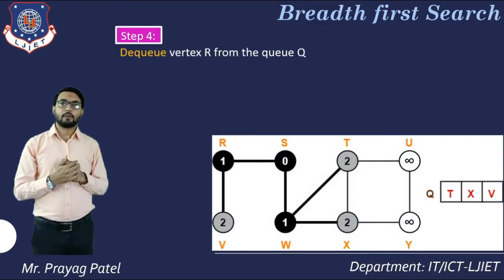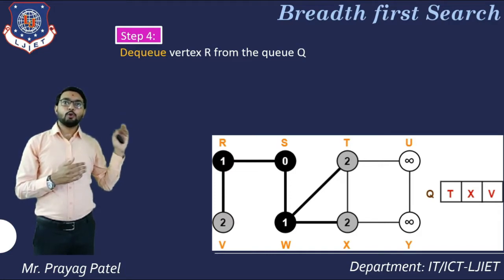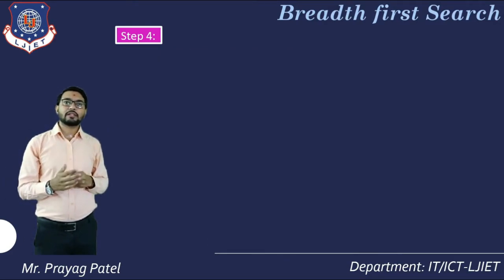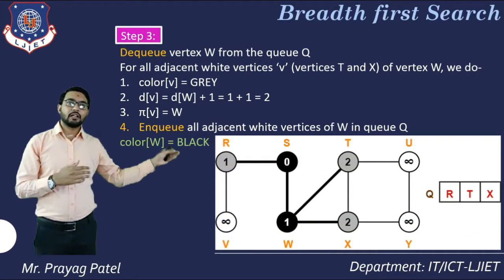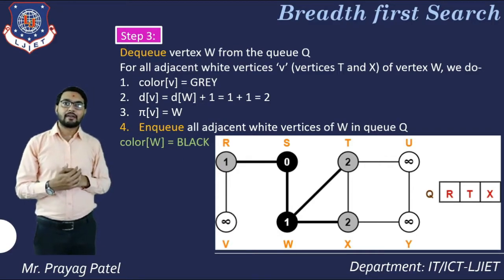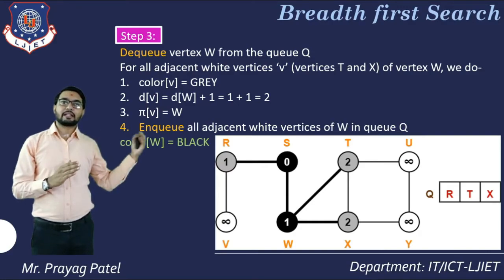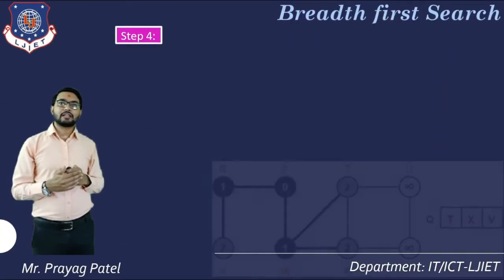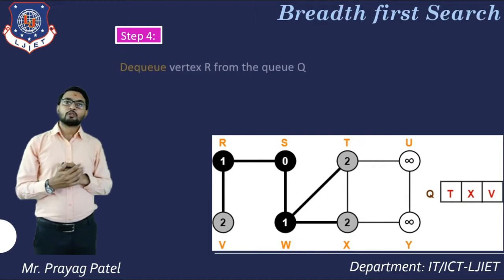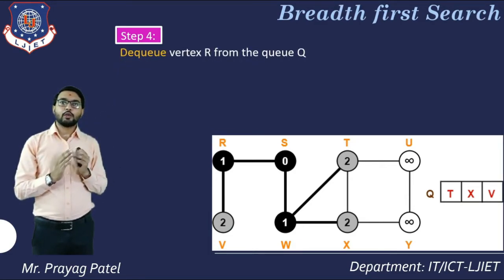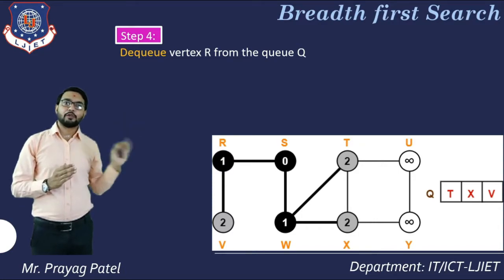In step number 4, dequeue vertex R from the queue. Consider the first element from the queue. In the previous step we saw that the first element in the queue is R. So remove the R element from the queue, and the next element is T. So the removed element is R. Dequeue vertex R from the queue.